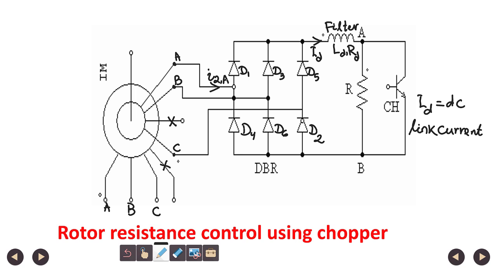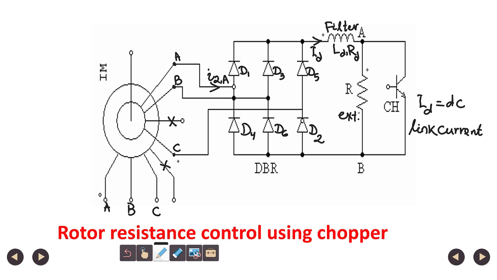the 3-phase diode bridge rectifier is connected to the rotor terminals, and rotor power is at slip frequency, slip voltage and slip current, current at slip frequency, and that is rectified to DC by the diode bridge rectifier, and then the rectified DC is filtered with the inductor, and a resistance R is connected. This is the external resistance. This external resistance is connected across the DC link, and one chopper is also connected across the DC link.